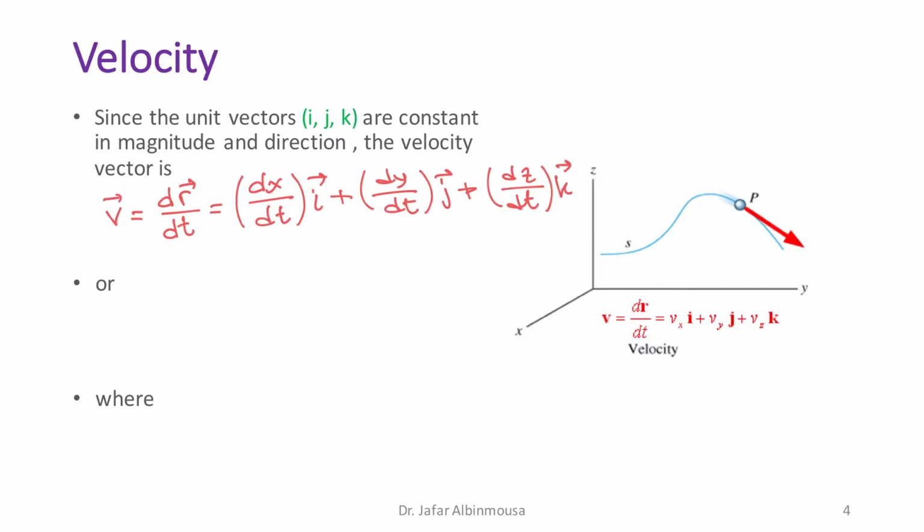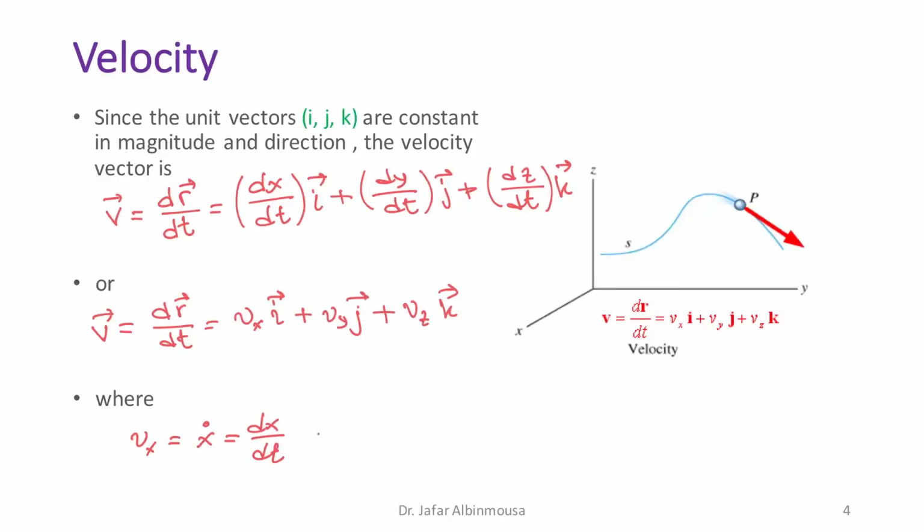multiplied by k. In other words, v can be written as dr over dt, the magnitude v_x multiplied by the unit vector i, plus the magnitude v_y multiplied by the unit vector j, plus the magnitude v_z multiplied by the unit vector k, where v_x is equal to x dot, which is equal to dx over dt, and similarly v_y is y dot, which is dy over dt, and finally we have v_z, which is equal to z dot, which is equal to dz over dt.